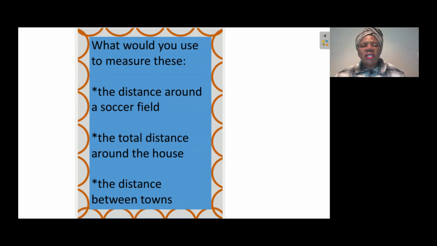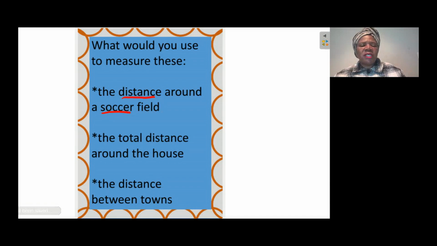What would you use to measure this? Here we have to think about the units or the instruments. The distance around a soccer field: if you are going to use your plastic ruler, you are going to be very tired, and you can even be so confused that you won't remember what happened. It will take a long time and it will be tiresome. A small ruler will not do.